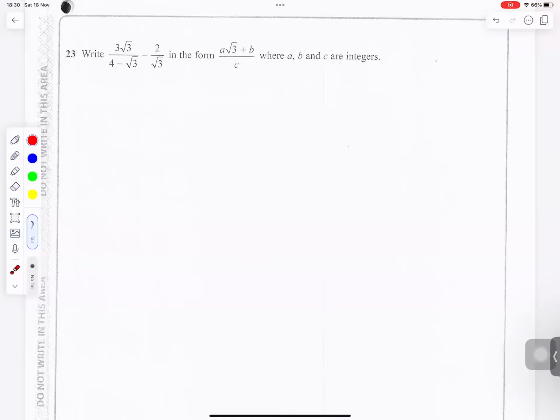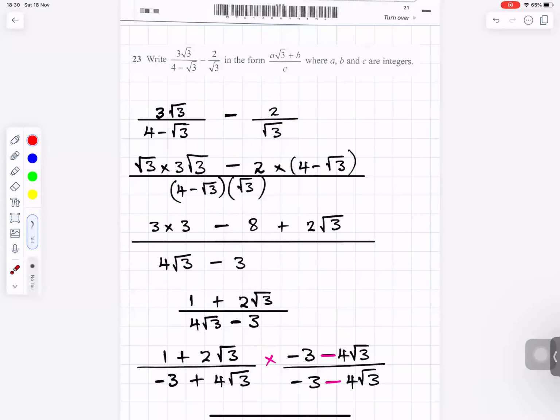Question 23. We want to change from this starting one to this next one. So what we want to do is, let's start by subtracting them. So the common denominator would be 4 minus root 3 and root 3. So when you divide this, we cross out. So 3 root 3 times root 3 minus 2 times 4 minus root 3. Now, root 3 times root 3 gives you 3, and then there's that 3 there.